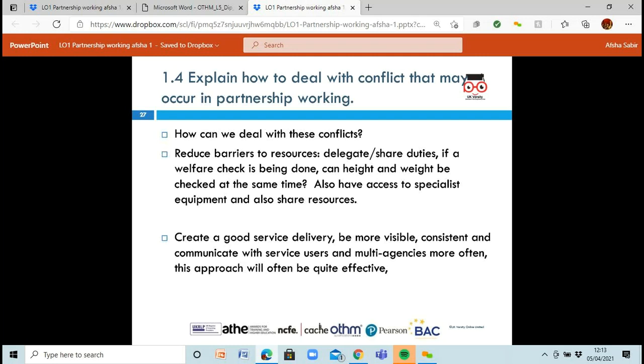Definitely. So how can we actually deal with these conflicts? So you've got to reduce your barriers to your resources. So delegate, share your duties, make sure you know exactly who's doing what. Even having a list on a notice board or having an email sent out and having people named and the jobs next to it, that really helps, I found. And we have allocations at work, so the staff can see it in the morning of what they intend to do for the day.